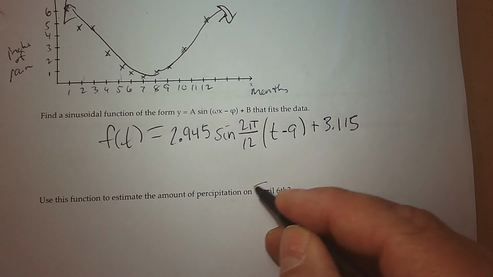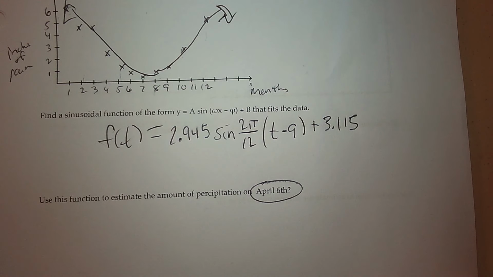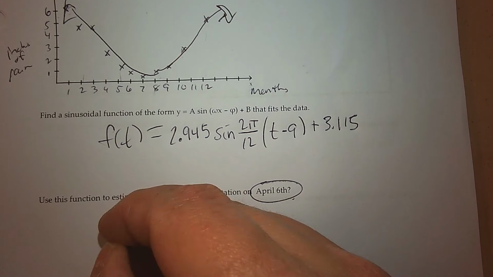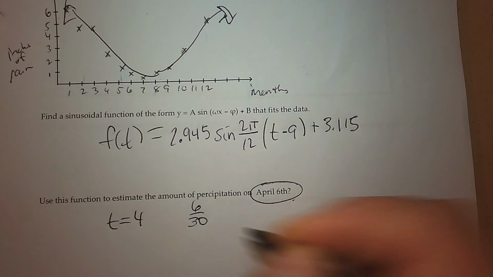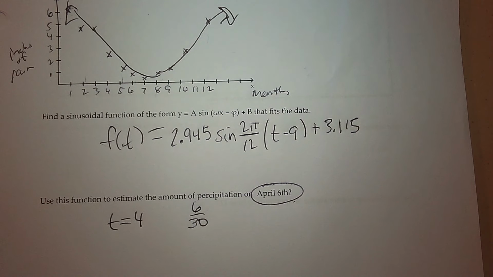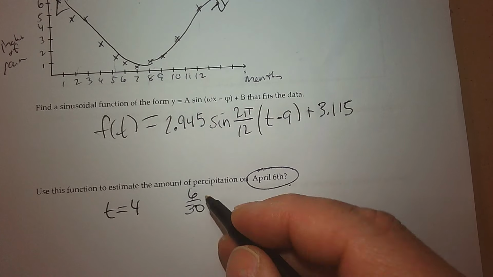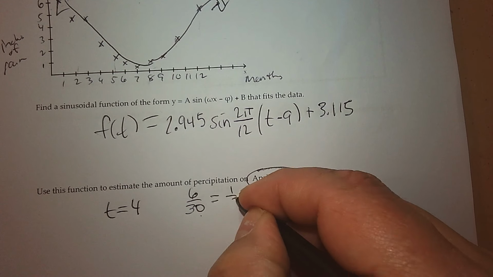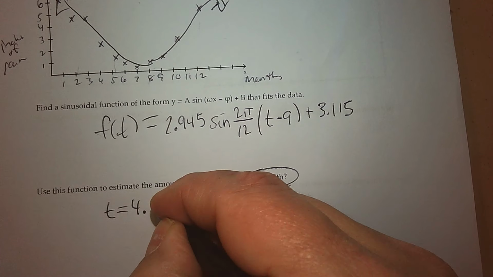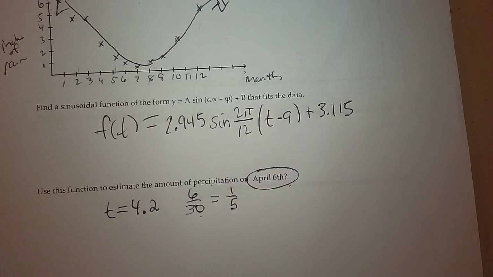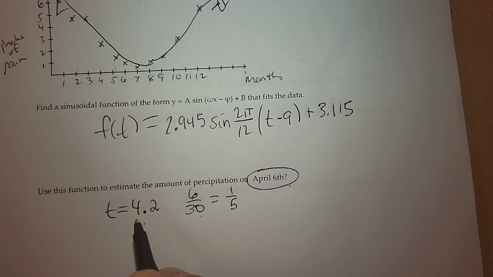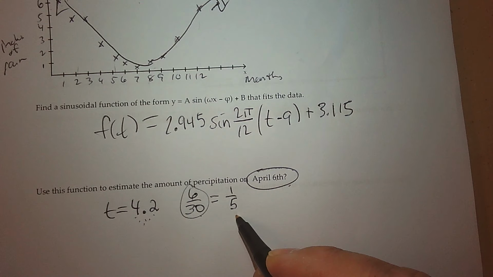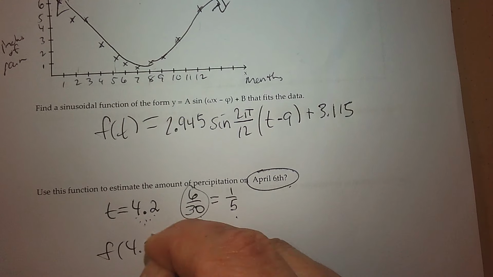If I want to estimate the precipitation on April 6th, April is the fourth month. April 6th is what fraction? So I have to put in a decimal because it's per month. So 6 out of 30 is what? 1/5. What's that as a decimal? 1/5. You can use your calculator too. It's 0.2. So April 6th is the same as 4.2, right? April, and then we wrote the day as a fraction. So then you'd plug in 4.2 and use your calculator.